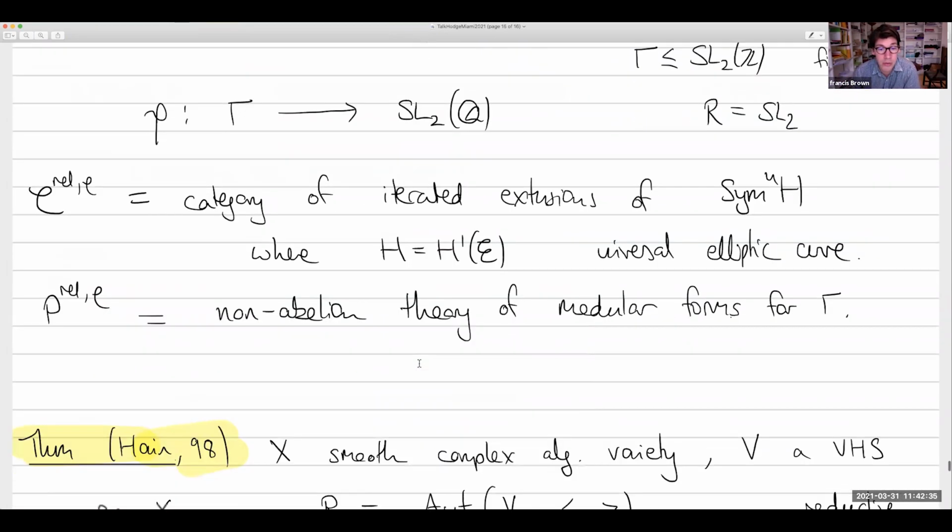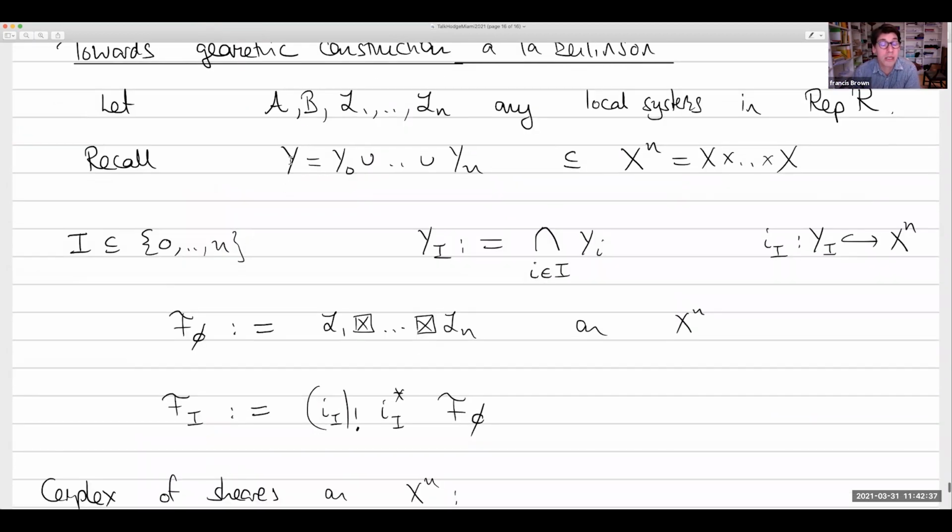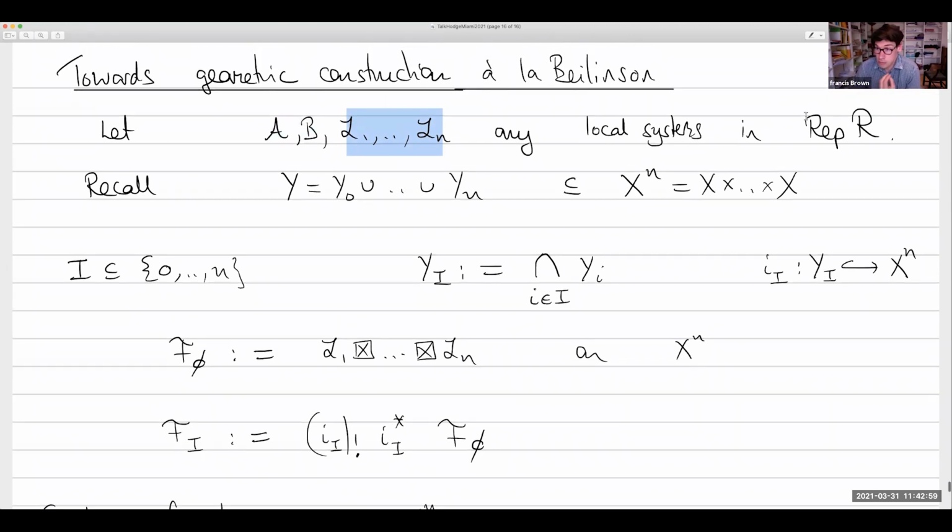So here we go. We're going to copy Beilinson's construction, but now we give ourselves some coefficient systems. I'm working in Betti for now, so let's just take local systems. But of course, we could work with algebraic vector bundles with integrable connections if you wanted to do the de Rham theory, for example. So we take a bunch of local systems, A, B, and L1 up to Ln. And they are local systems that come from representations of this algebraic group, which was part of the defining data for relative completion.